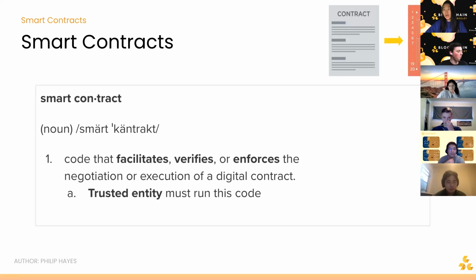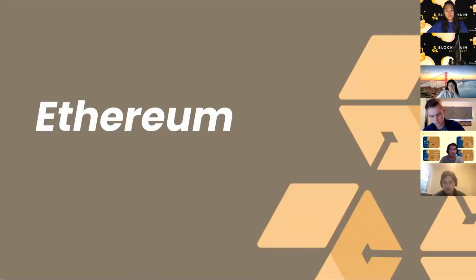So a smart contract is basically a piece of code that facilitates, verifies, or enforces the negotiation or execution of a digital contract. So in order to reach consensus, trusted entities must run this code. And we all need to trust that this digital contract is enforced correctly. So the difference between a traditional contract and a smart contract is that the execution and enforcement is done through algorithms and not through law. All right, so we're moving on to Ethereum.